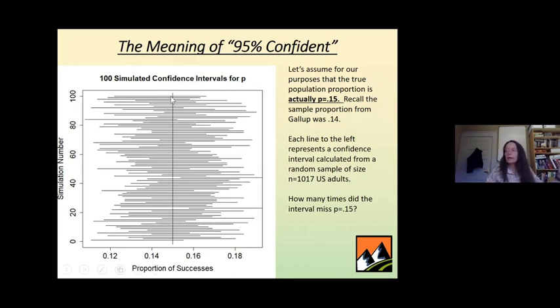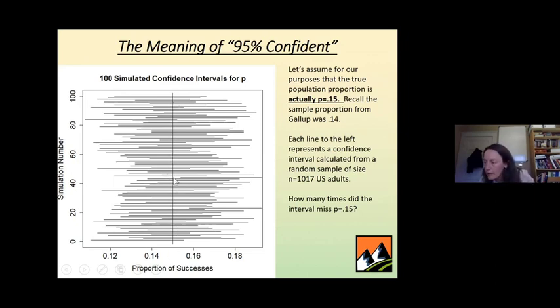And I keep going down, down, down. All the intervals are moving around a little bit. Some of them go all the way down to 0.11 or 0.10. Some of them go all the way up to 0.18 or 0.19 or maybe even close to 0.2. But in general, they're pretty concentrated and almost all of them contain the true proportion of 0.15.